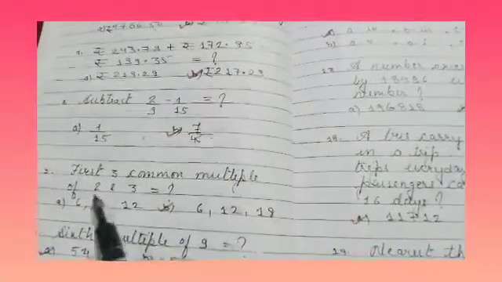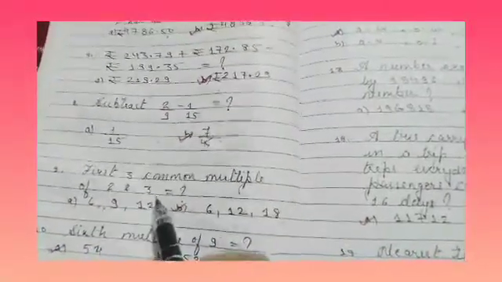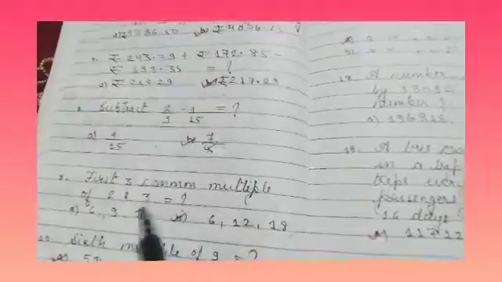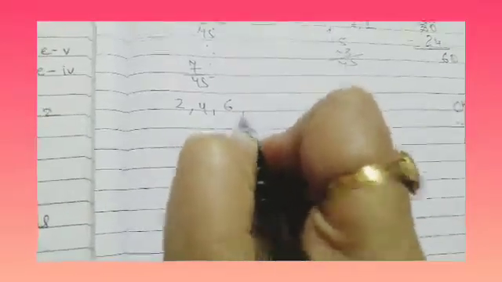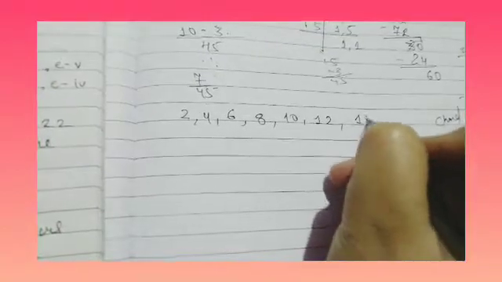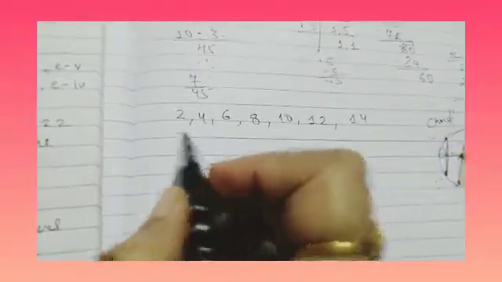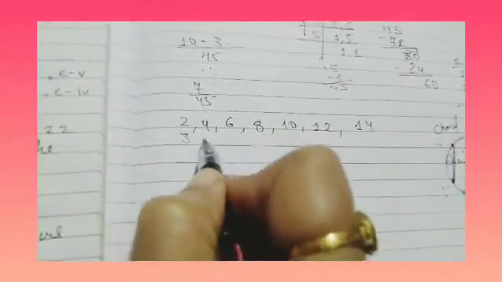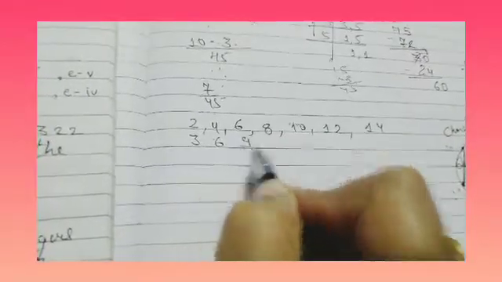First 3 common multiples of 2 and 3. So children, the multiples of 2 are 2, 4, 6, 8, 10, 12, 14. Now multiples of 3 are 3, 6, 9, 12.